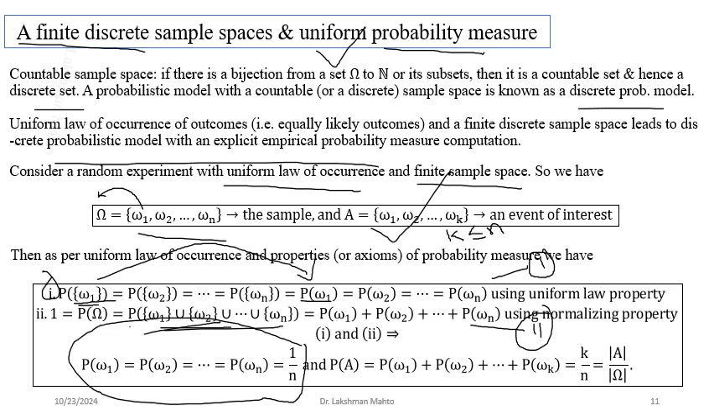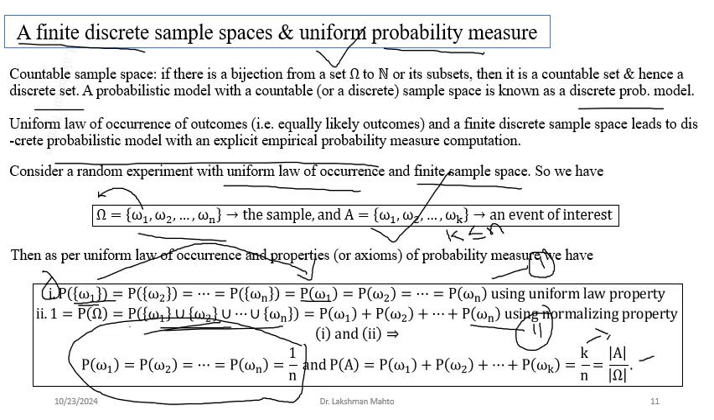And what is k? K is the number of elements in A, that means the cardinality of A. Generally, we denote it by bars around A. And here, capital N is the number of outcomes in the sample space, so we can generally denote it by bars around omega.